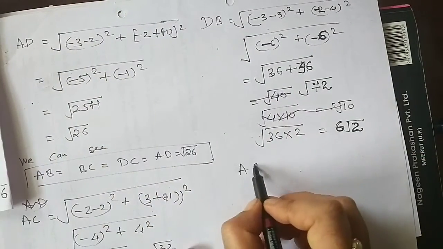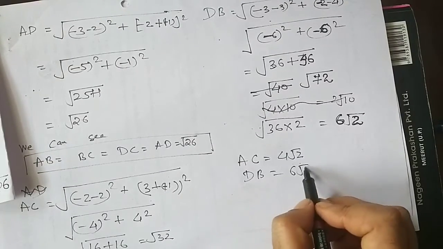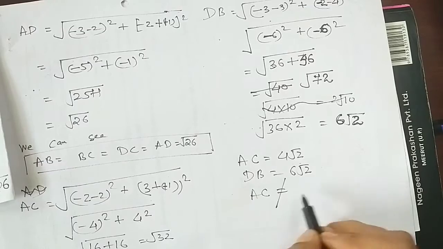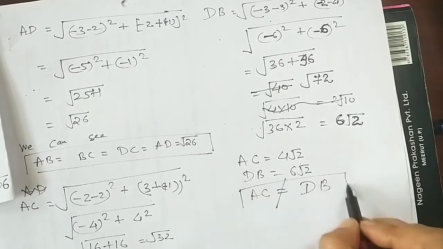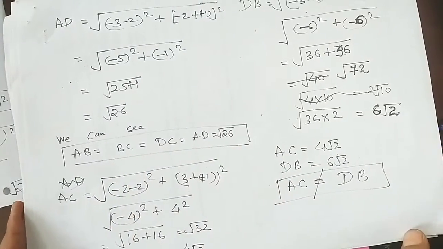So you can see AC was 4 root 2. DB is 6 root 2. So clearly AC is not equal to DB. You can say that. Okay? So we can see all sides equal, but diagonals not equal.